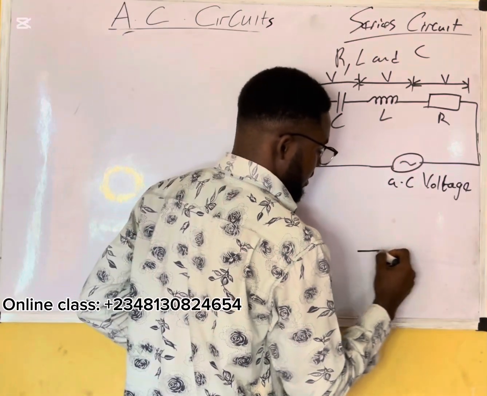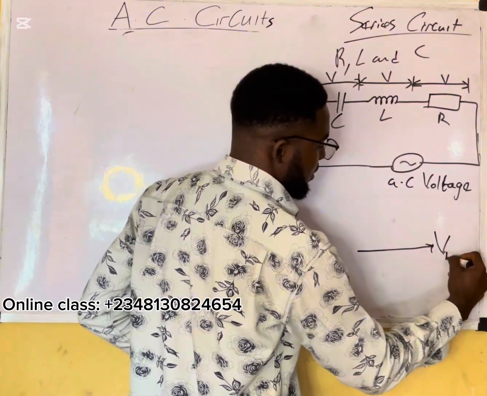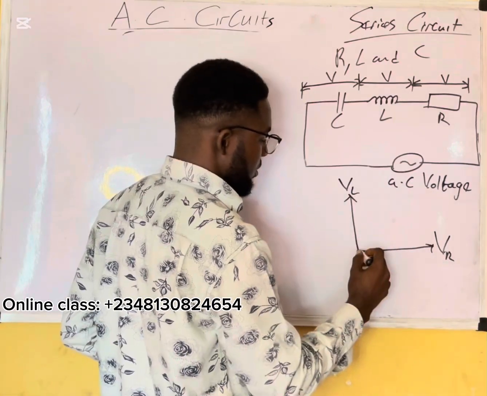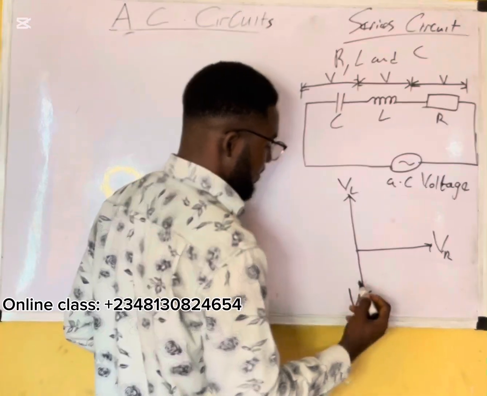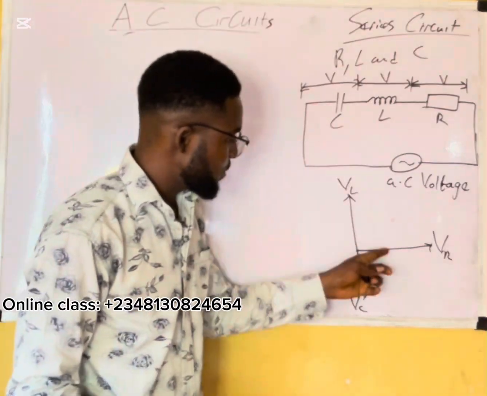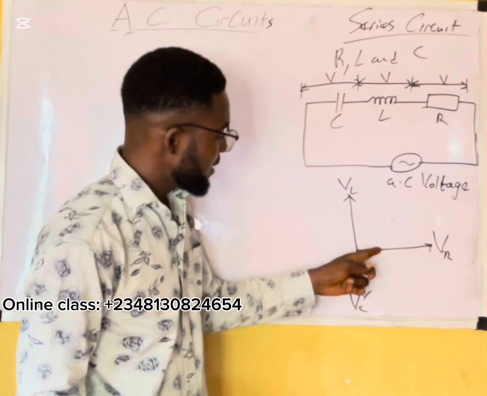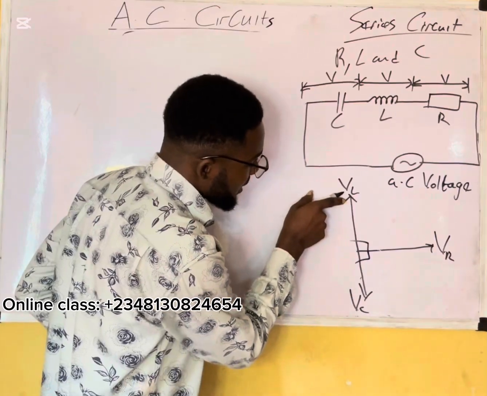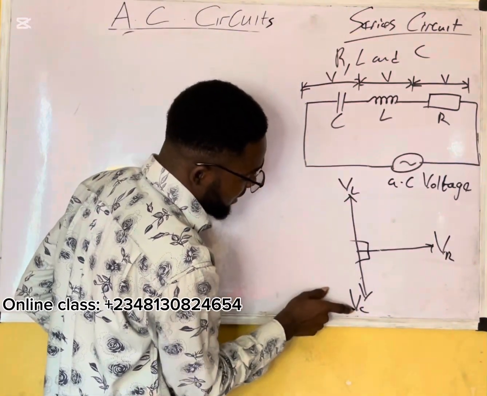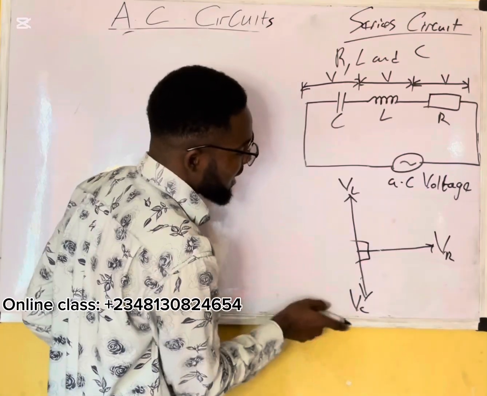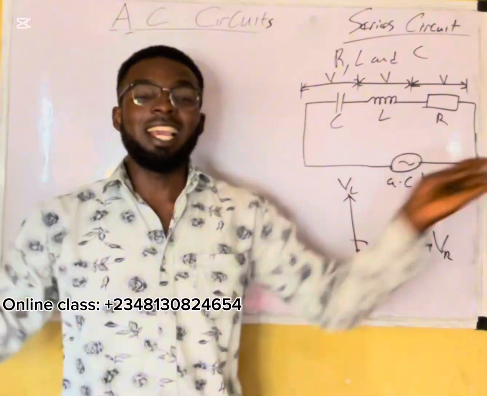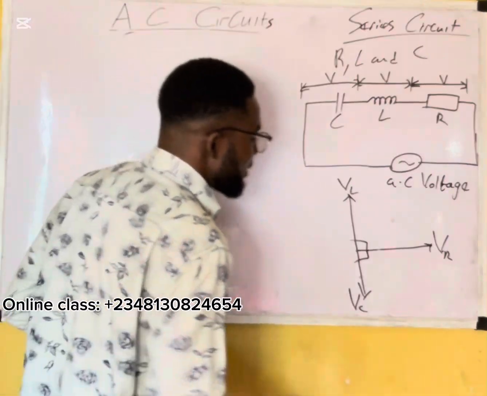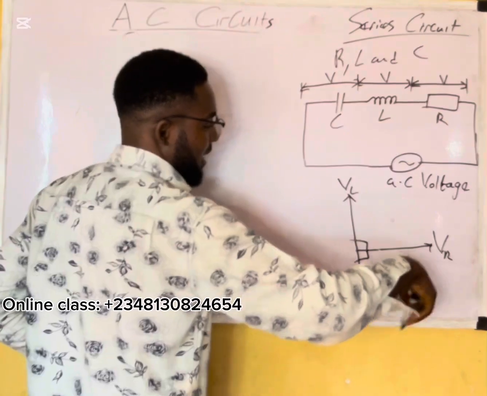So this is clear. You can say that this is the voltage across the resistor, voltage across the inductor, and voltage across the capacitor. Of course, these two are perpendicular to each other, 90 degrees. And the voltage across the inductor and voltage across the capacitor are 180 degrees apart, in opposite directions.